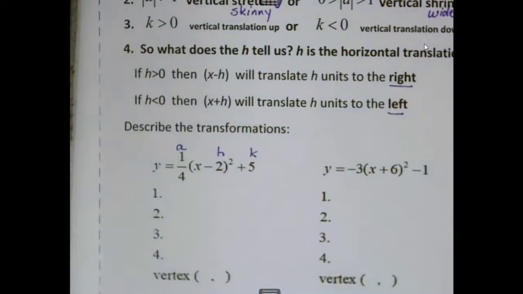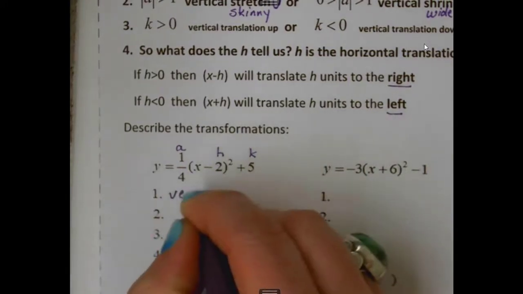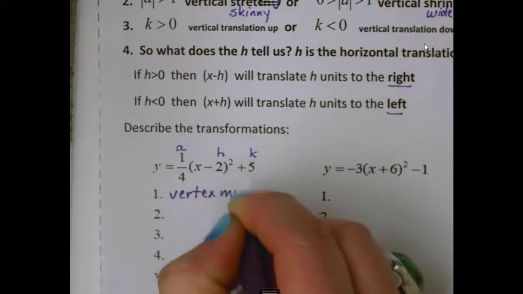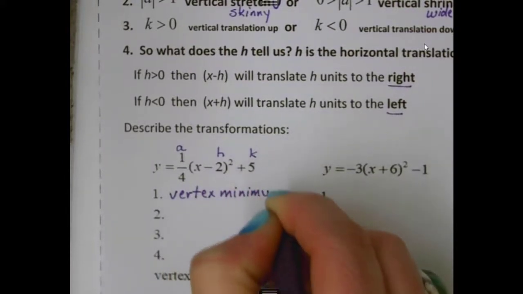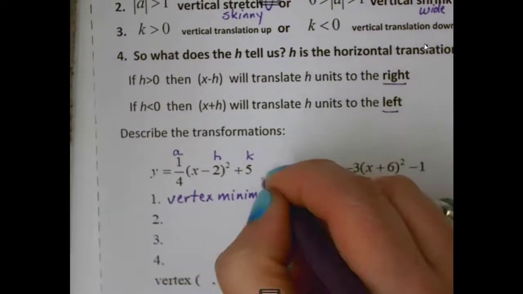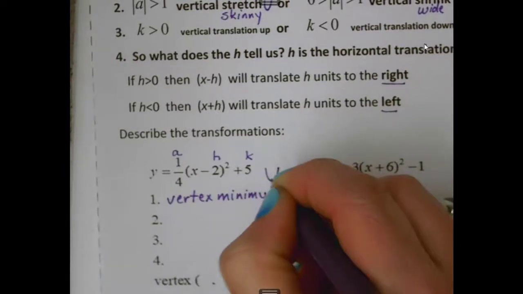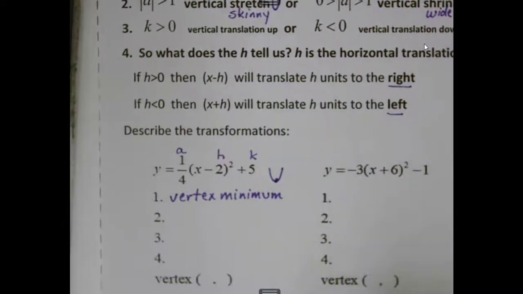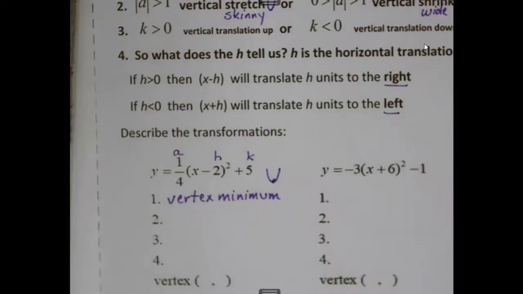So number 1, we are determining if this is a vertex minimum or a vertex maximum. So I always look at the sign. 1/4 is positive, so we know A is greater than 0. It's going to be a vertex minimum. So all happy parabolas. And if you just need to draw kind of a picture just to remind you, feel free to do that. A happy parabola, it's like a smiley face. This would be a vertex minimum.